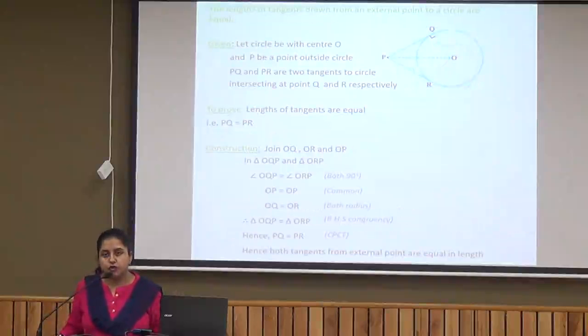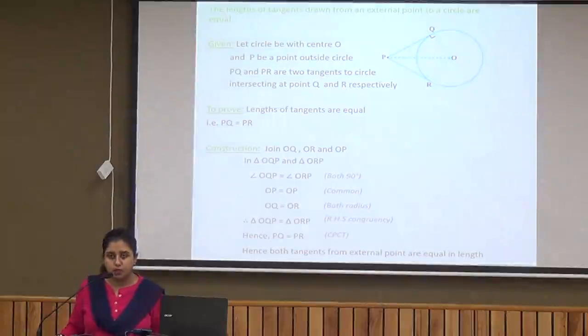Moving ahead with theorem 10.2 of our NCERT, that says the lengths of tangents drawn from an external point to a circle are equal. You can see, let a circle with center O and P be a point outside. Then PQ and PR are the two tangents to the circle touching at points Q and R respectively. Now what is to be proved? Here we are supposed to prove that PQ is equal to PR.